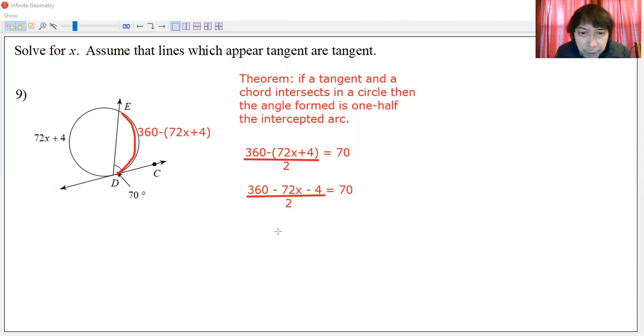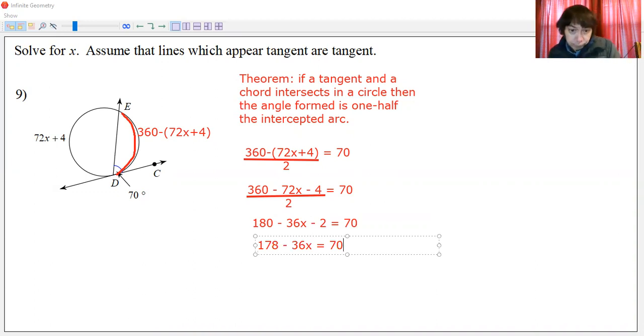All right, so what do we have here? 360 is divisible by 2. 72 is divisible by 2. 4 is divisible by 2. So in our next line, we can make the numbers smaller first. 360 by 2 is 180. 72 by 2 is 36x. The 4 divided by 2 will be 2. And this will now be 70. And we don't have a fraction now. All right. 180 minus 2 is 178. And we still have that minus 36x. This is equal to 70.